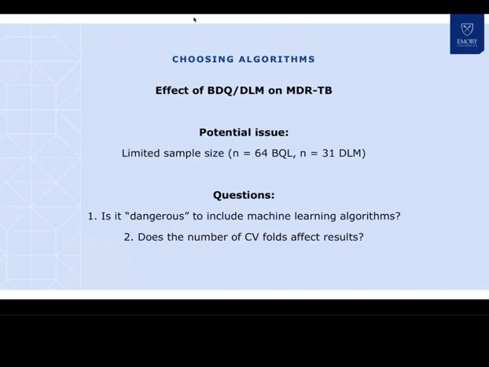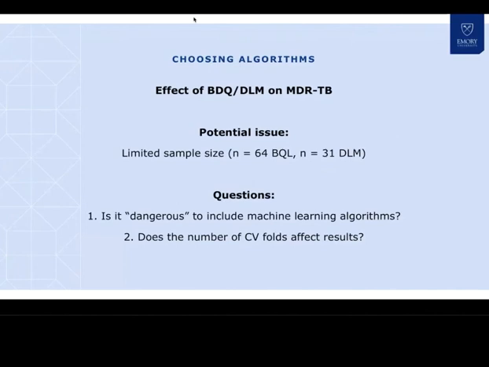Okay, so as I said, the big issue, or the reason for bringing up this analysis in particular in the context of targeted learning, was its limited sample size. There are only 64 participants receiving a bedaquiline-based regimen, and 31 with delamanid. And so the question I was asking myself is, are we at risk here if we try to be too aggressive? Is it dangerous to include machine learning algorithms in a super learning library?